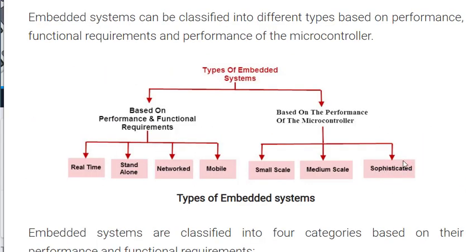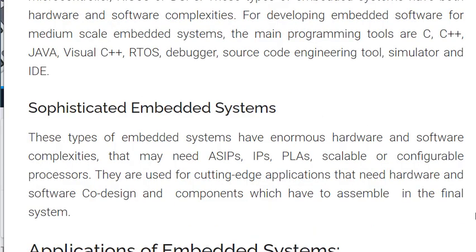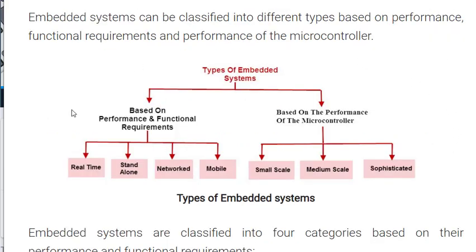For sophisticated embedded systems, these types of embedded systems have enormous hardware and software complexities that may need ASIPs, IPs, PLAs, scalable or configurable processors. They are used for cutting-edge applications that need hardware and software design and components which have to assemble in the final system. So these are the types of embedded systems.